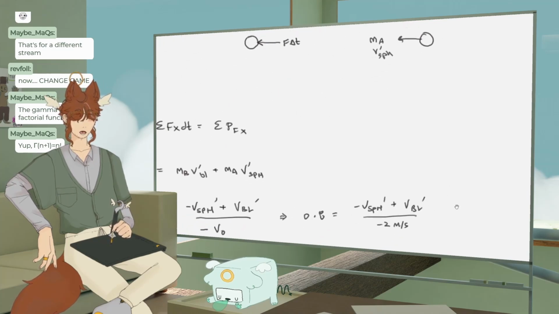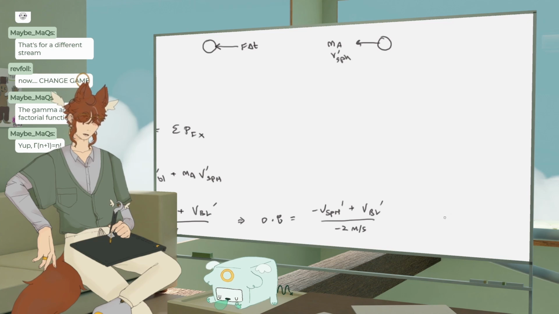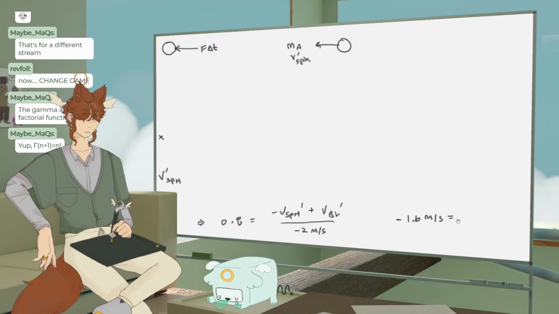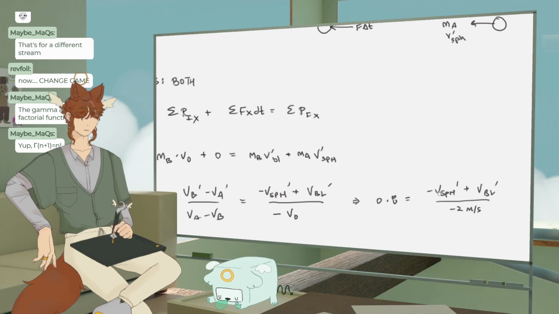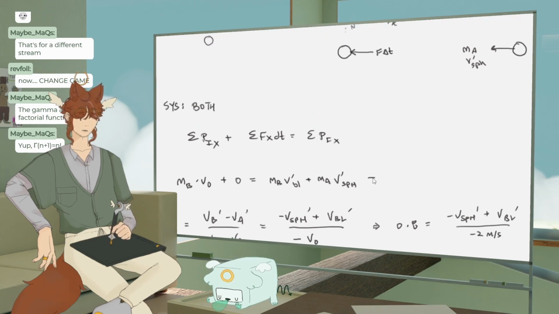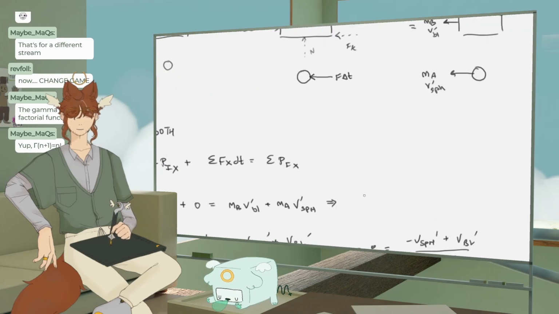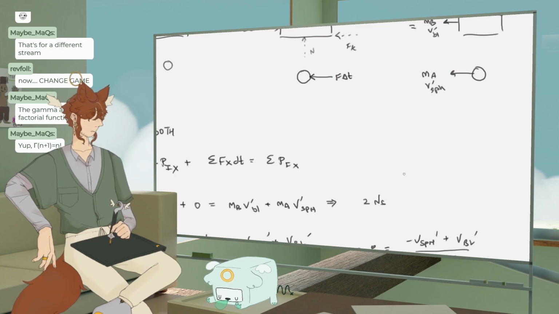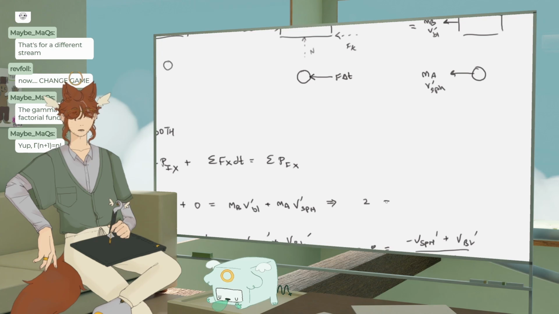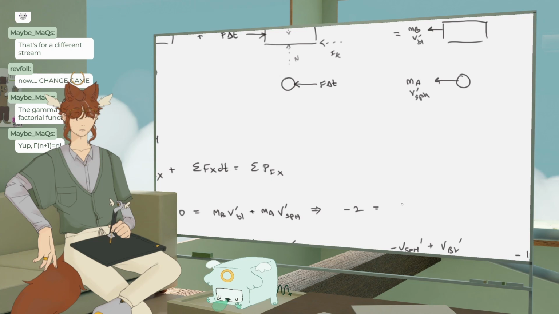I'm losing my mind. Okay, so negative 1.6. Let me put the numbers in here as well. Mass of the block is 1. So VO, so 2 meters per second, or sorry, I think it's Newton seconds, but I won't deal with that. Oh, it should be -2 equals the mass of that.